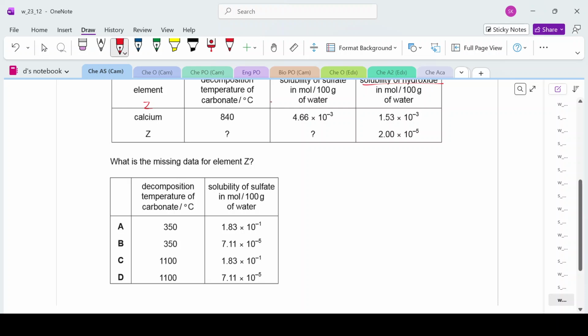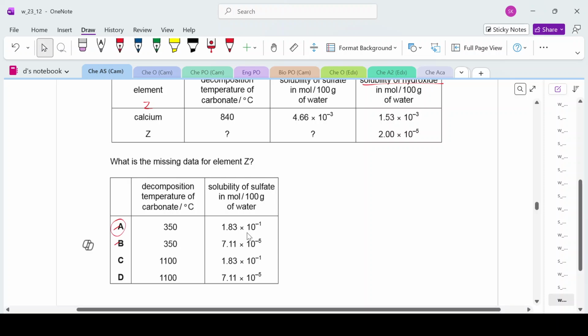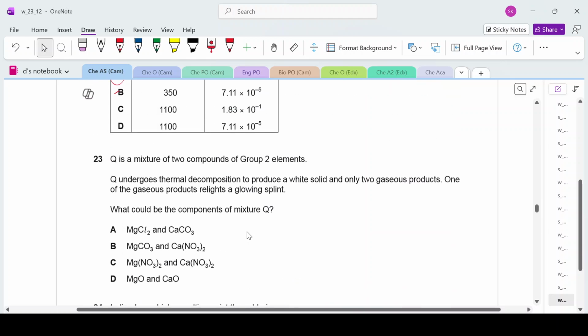Z is probably magnesium. Decomposition temperature: since Z is small in size, it is more polarizing, so thermal stability will be lower, because Z is going to distort the electron cloud of the carbonate anion and weaken the covalent bonds within the anion. So the answer is between A and B. And solubility of sulfates decreases down the group, so it will be higher for Z. So answer is A. 22 is A.